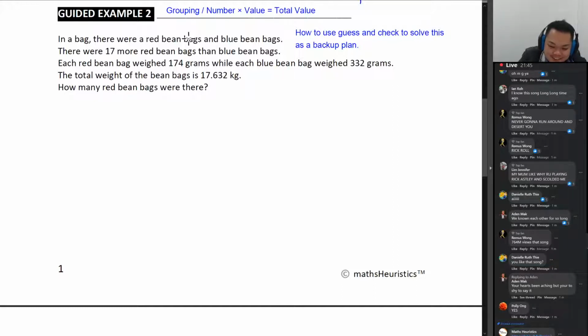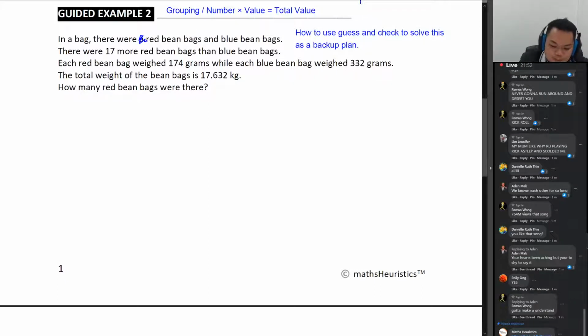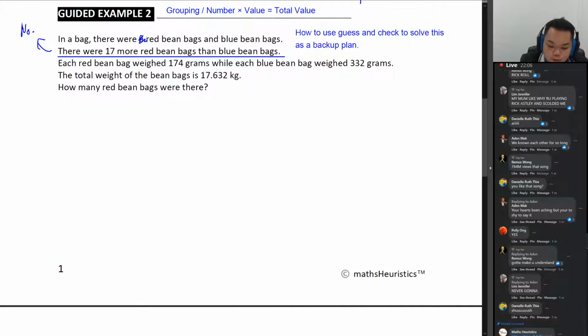In a bag there were red bean bags and blue bean bags. There were 17 more red bean bags than blue bean bags. So you see here, this isn't exactly describing the total number of items. This describes the relation between the both of them. Every red bean bag weighed 174 grams and every blue bean bag weighed 332 grams. This describes the values of the items.